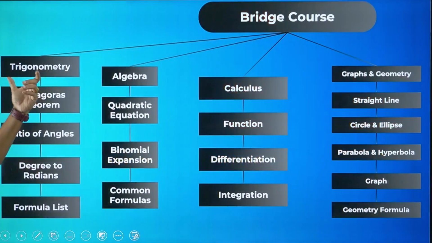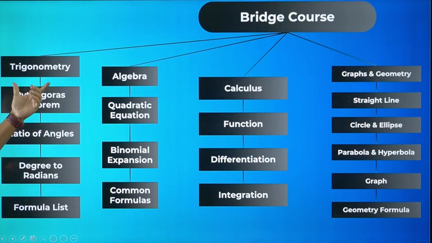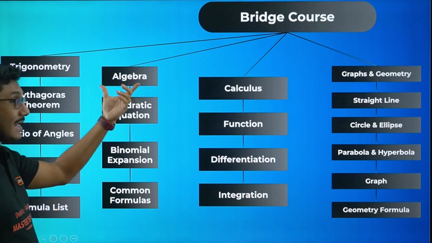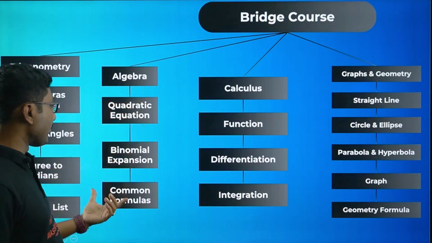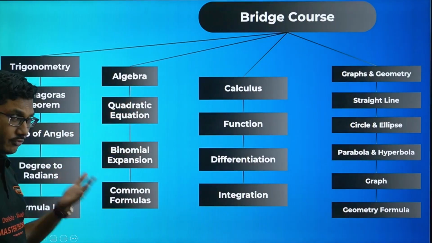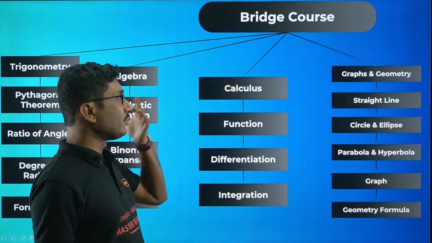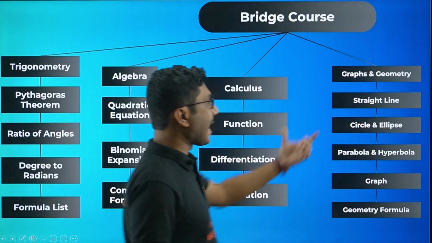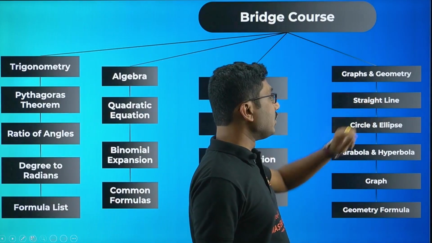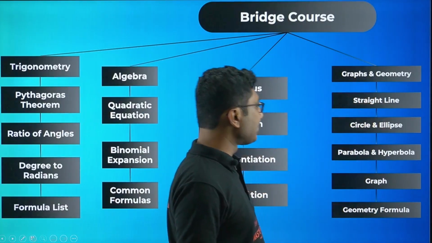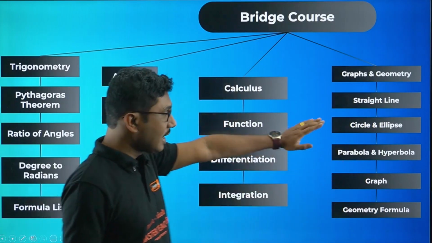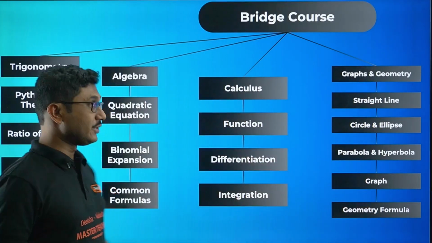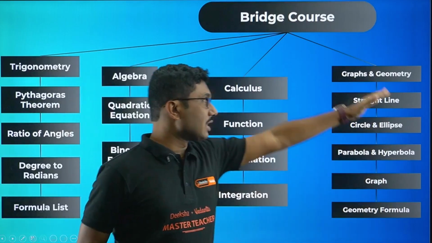So in the part 1 of the lecture we have covered trigonometry, Pythagoras theorem, ratio of angles, degree to radians, formula list. In algebra portion we have covered quadratic equation, binomial expansion and common formulas. Today I am going to cover calculus, functions, differentiation and integration, and in the graphs and geometry section we will be covering straight lines, circles and ellipse, parabola and hyperbola, graph, geometry formula, etc. So these are the two topics we will be covering today.